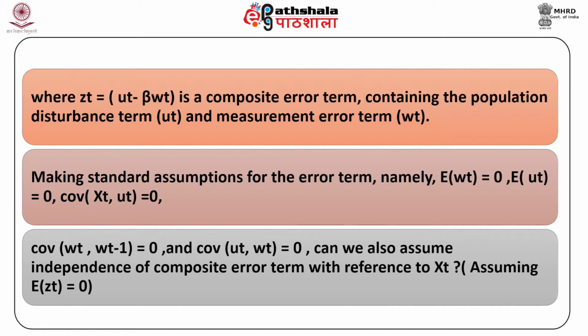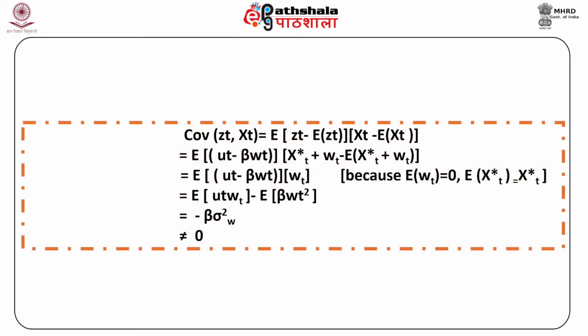Can we also assume independence of the composite error term with reference to xt? Assuming the expectation of zt is equal to 0, the answer is no. Let us see why. Covariance of zt and xt is equal to the expectation of [zt minus the expectation of zt] into [xt minus the expectation of xt], which is equal to the expectation of [mu t minus beta wt] into [xt star plus wt minus the expectation of (xt star plus wt)].